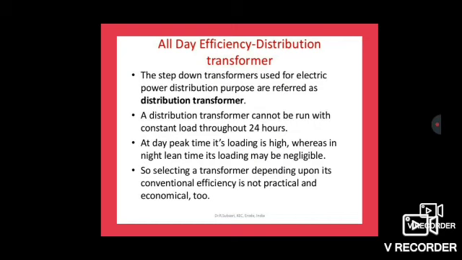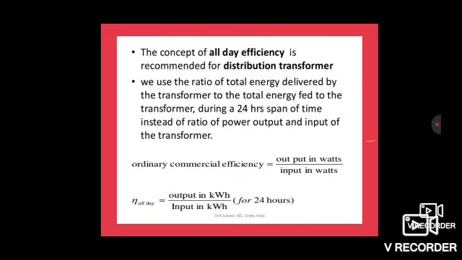A distribution transformer cannot be run with constant load throughout 24 hours. At day peak time, its loading is high, whereas in night time, its loading may be negligible. So, selecting a transformer depending upon its conventional efficiency is not practical and economical too. The concept of all-day efficiency is recommended for distribution transformers.